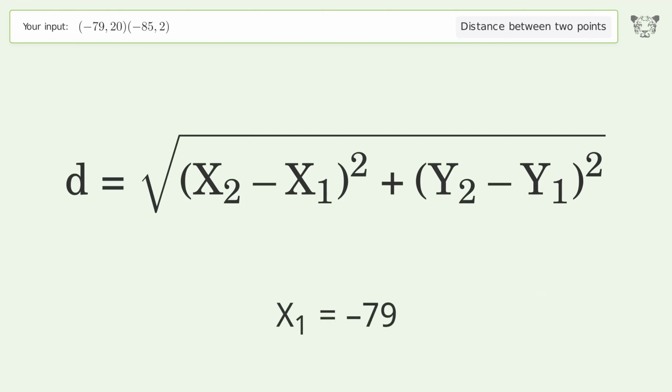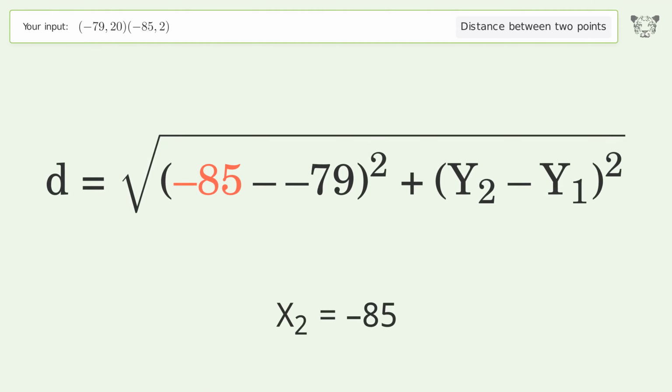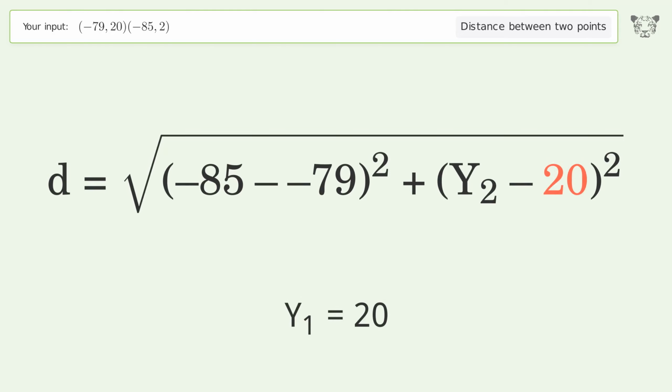x1 equals -79. x2 equals -85. y1 equals 20. y2 equals 2.